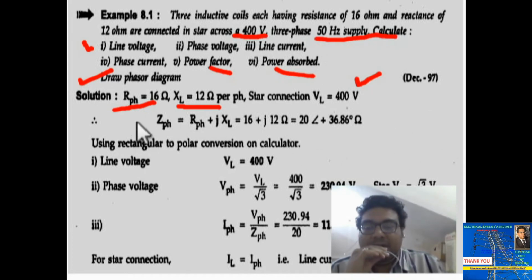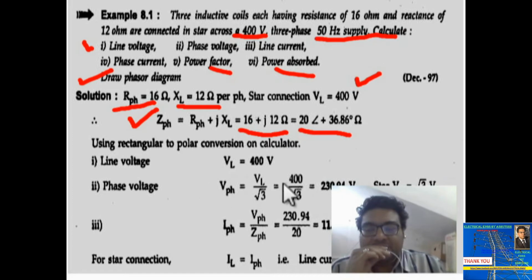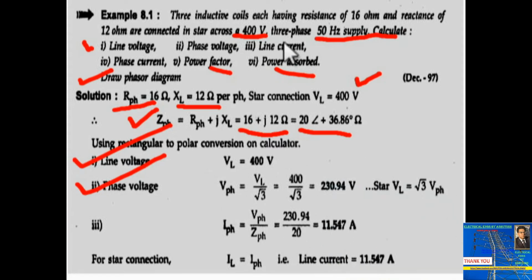So you can just write it down, ZPH equal to RPH plus JXL, 16 plus J12 ohm. This will be in rectangular form, and then just convert it into polar form. So this will be the polar form, 20 angle 36.86 degree. And then you can see VL is equal to 400, and then convert it into phase voltage. You can convert it by using the formula, because this is the star circuit. So VPH is equal to VL by root 3. We already know the formula. So VL is equal to 400, so 400 by root 3 becomes 230.94 volt.